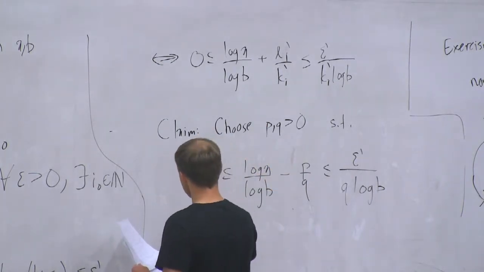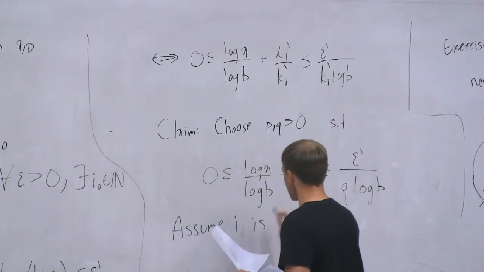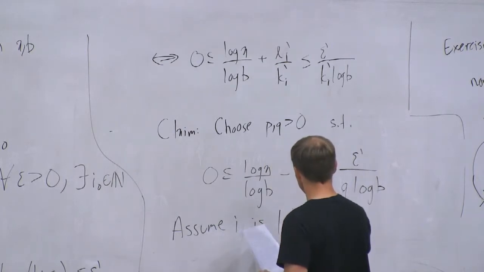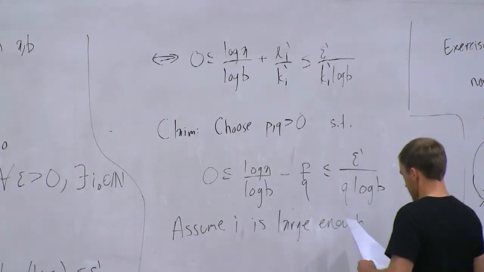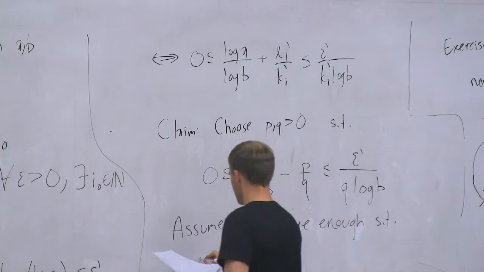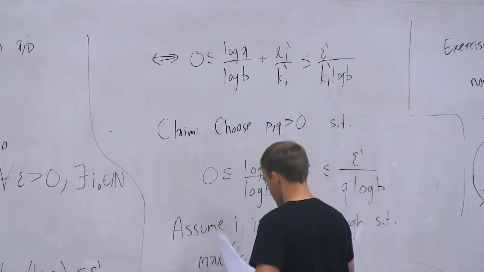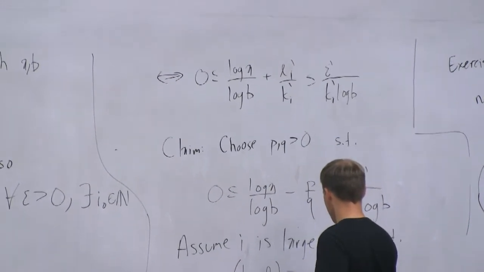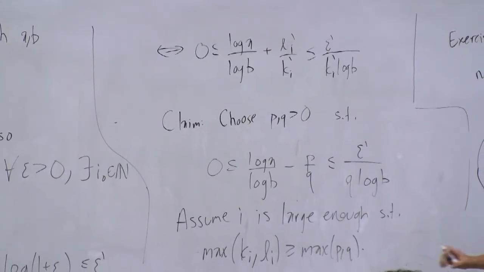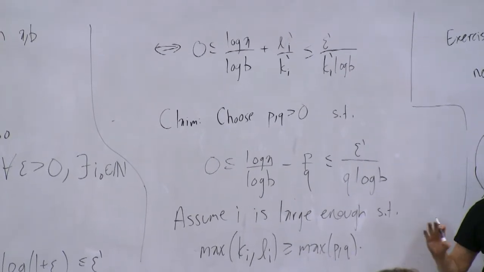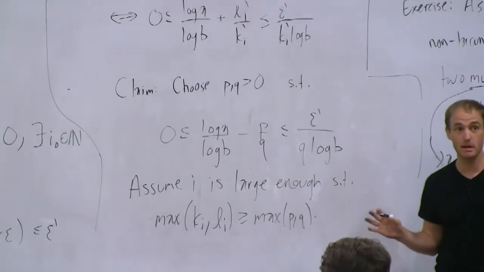But as long as you believe me that this is true, then all I need is that I've got my p and q that satisfy this inequality. Now I want to assume that i is large enough such that the max of Ki and Li is bigger than or equal to the max of p and q. You can do this always because these ni's are tending to infinity, so one of the exponents has got to be big. They can't both be bounded, otherwise your sequence would be bounded.